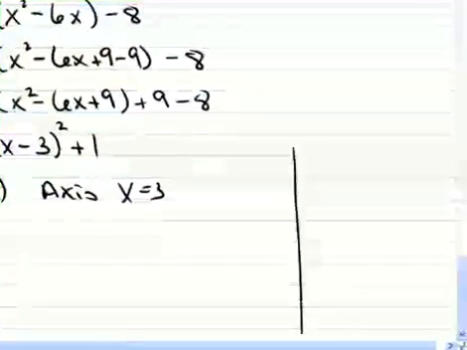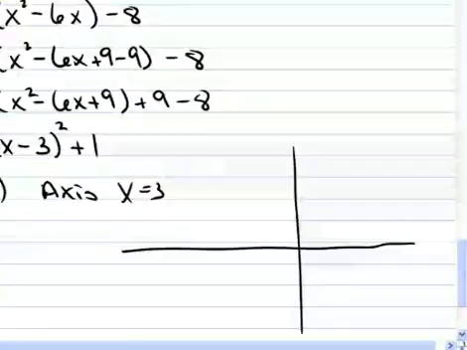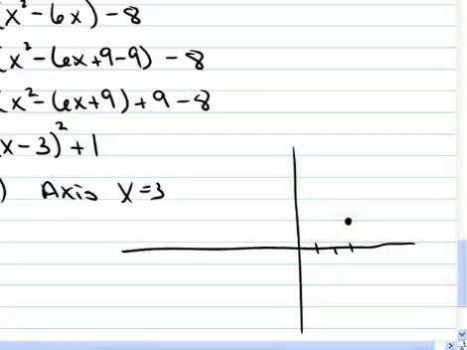So sketch. This thing looks like an x squared, but it's been moved to the right 3 and up 1. 1, 2, 3, up 1. There she is. It's negative, so it's been flipped. It's terrible, but it'll do. The axis is at x equals 3.